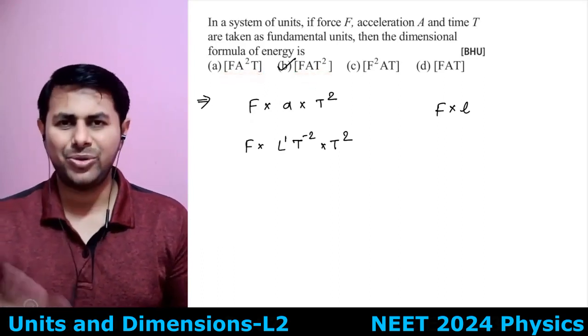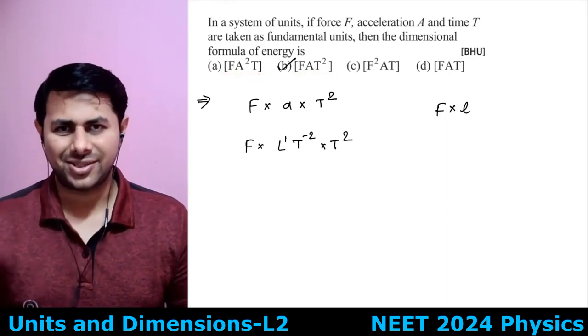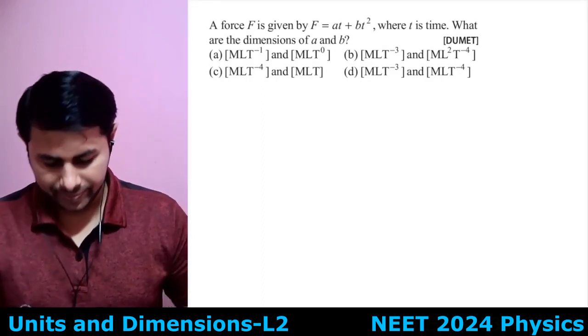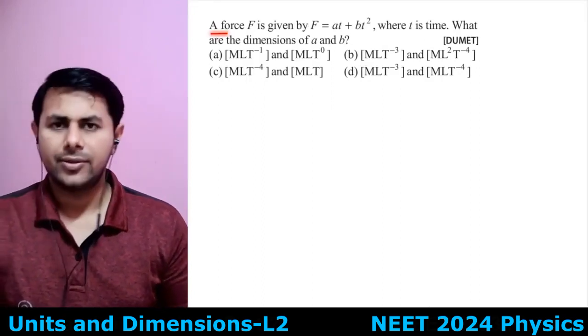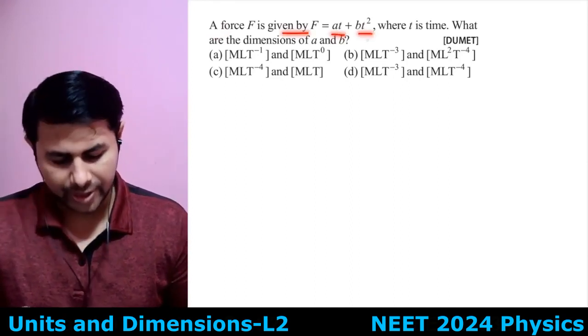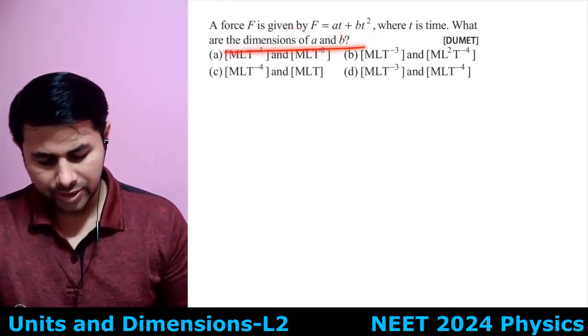So by the time you reach the second option, you got the answer. Okay, all right, next one. So the next one is: a force is given by F equals AT plus BT square. What are the dimensions of A and B?